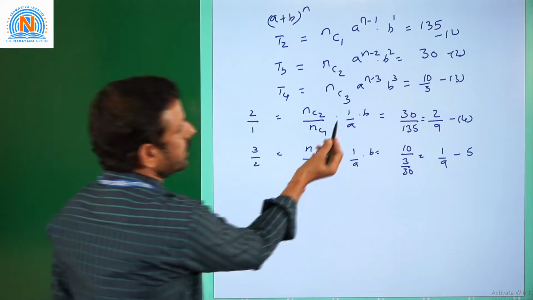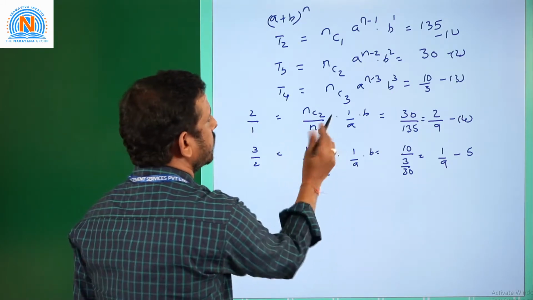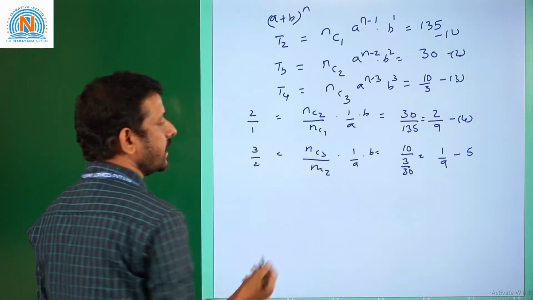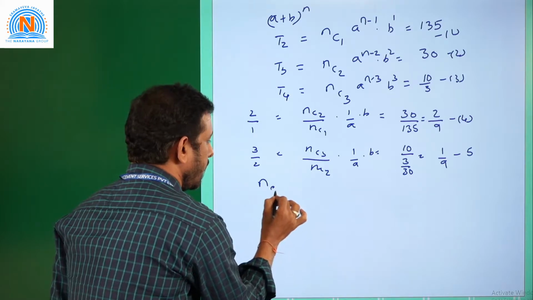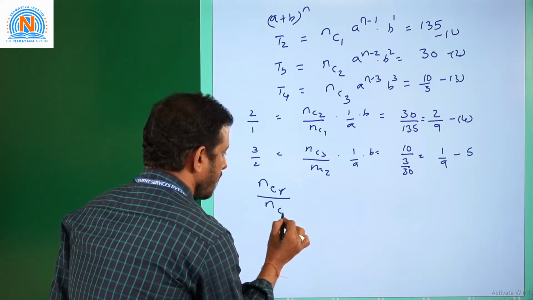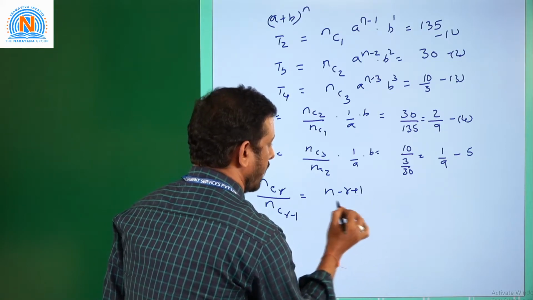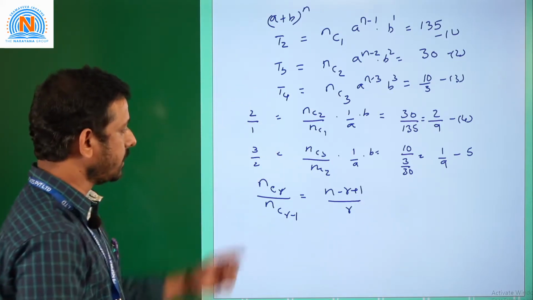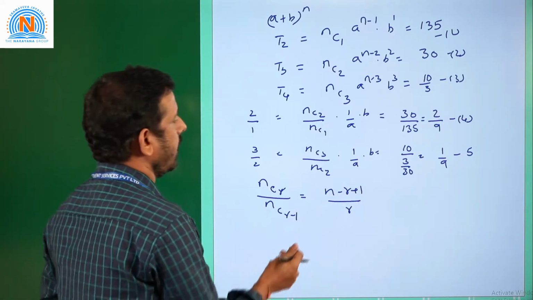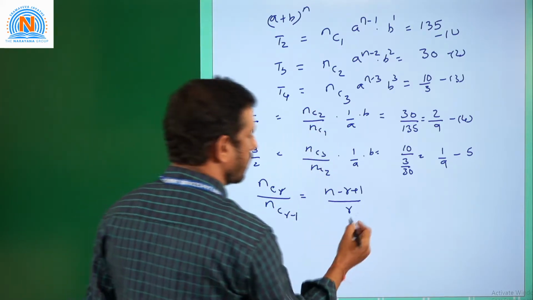Now if you observe here, this is b by a and this is also b by a, and in these equations you have nC2 by nC1 and nC3 by nC2. We have a condition that nCr by nC(r minus 1) equals n minus r plus 1 by r. So in this case we are going to get n minus 2 plus 1 by 2. So what we are going to get the value as?